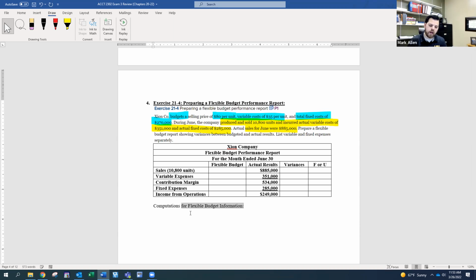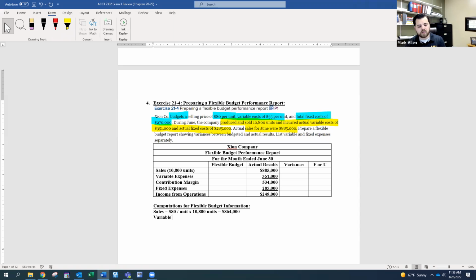Just to help me realize, hey, this is where I actually am getting these numbers from. So my sales, well, that's going to be equal to, it told us we budget the selling price of $80 per unit. And remember, my flexible budget takes that budgeted selling price and multiplies by the actual number of units sold, 10,800 units. That's going to come out to be $864,000.